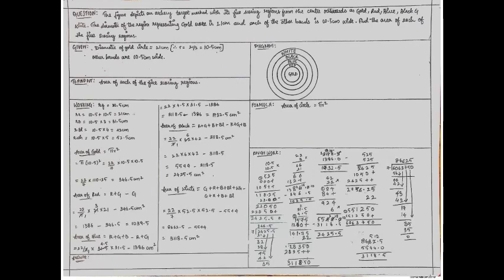Now we are going to find out the area of each of the circles. First we are going to find the area of gold. We are using the formula area of circle, which is pi r square. If we substitute, we get the value 346.5 centimeter square.